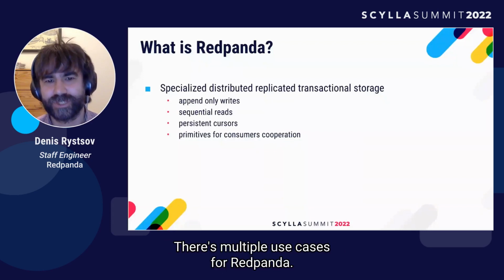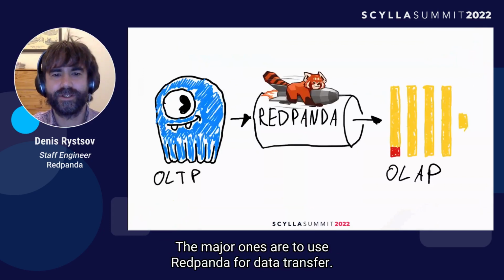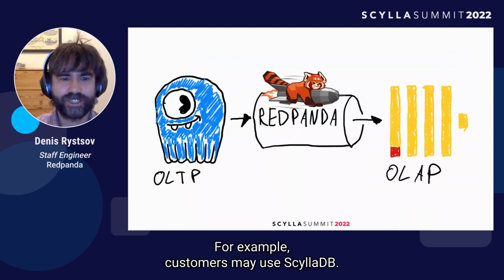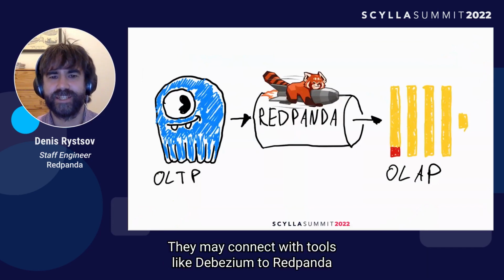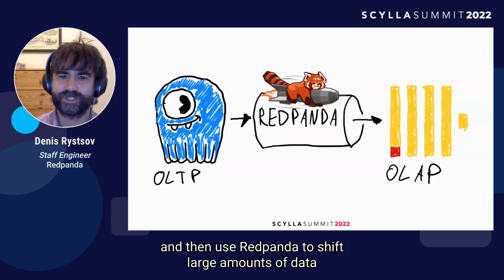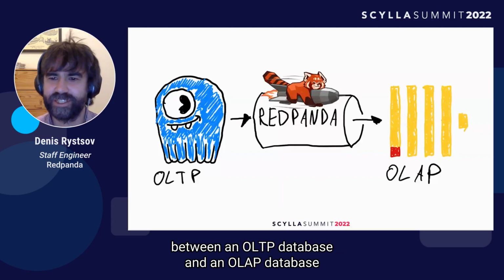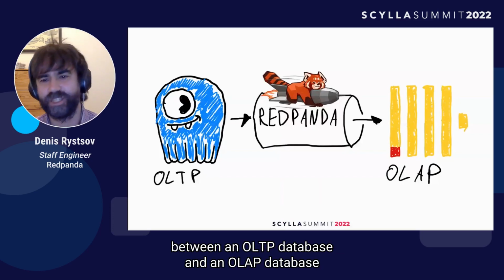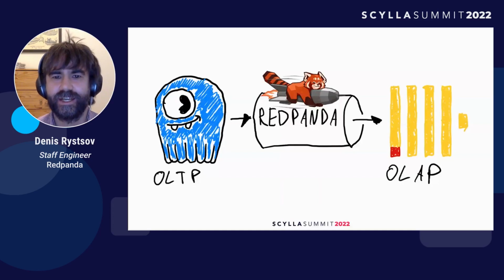There are multiple use cases for Redpanda. The major ones are to use Redpanda for data transfer. For example, customers may use Scylla, they may connect it with tools like Debezium to Redpanda and then use Redpanda to shift large amounts of data between an OLTP database and an OLAP database, such as ClickHouse, for example, to do the analytics.